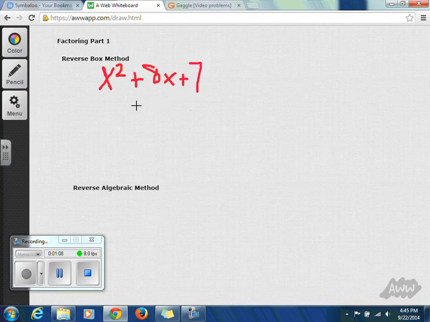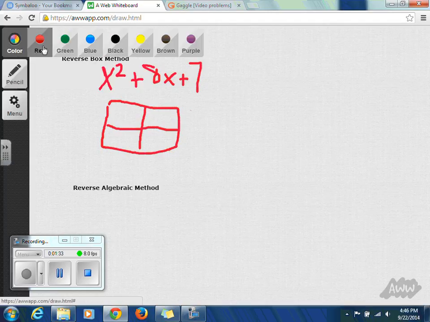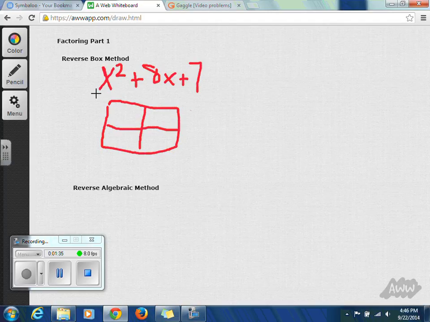x squared plus 8x plus 7. Using the box method, remember this is different than multiplying because we're working backwards. When we did multiplying, we were given things on the outside and we needed to find the things on the inside. Now we have the inside and we have to factor out the outside. Here are the rules that apply. This first term will always be found in this first box. This last term will always be found in the last box.